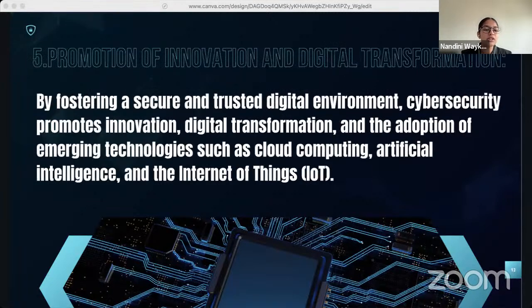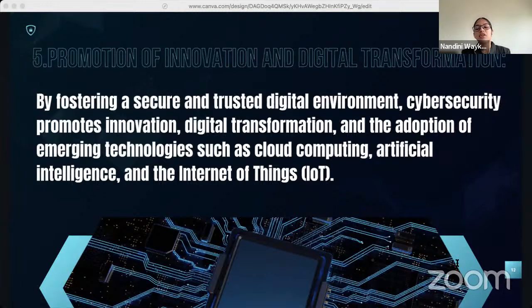Next up, let's talk about the promotion of innovation and digital transformation. By fostering a secure and trusted digital environment, cybersecurity promotes innovation, digital transformation, and the adoption of emerging technologies such as cloud computing, AI, and Internet of Things. In today's world, AI and cybersecurity are very, very important, especially AI. Strong cybersecurity measures enable organizations to leverage technology to drive growth, efficiency, and competitiveness while managing associated risks efficiently.